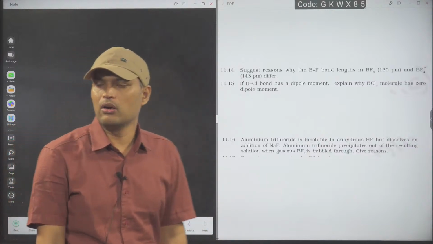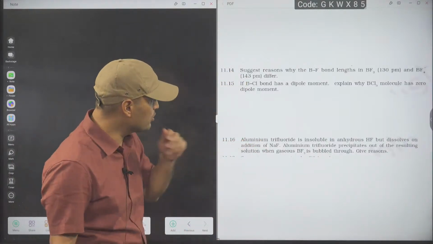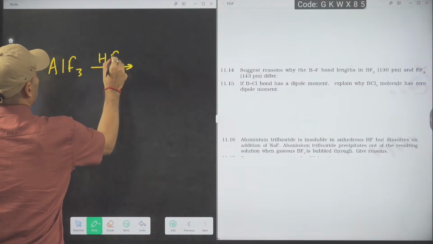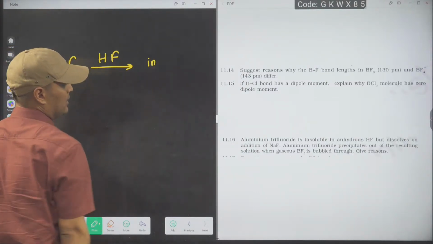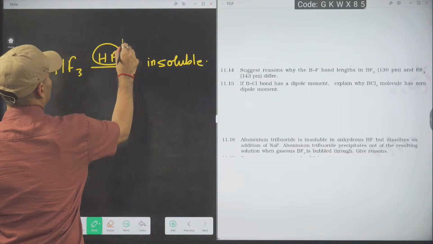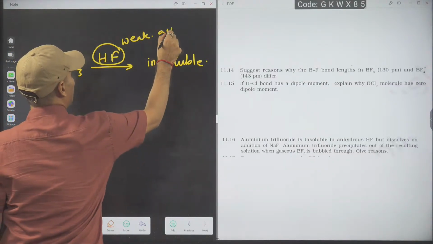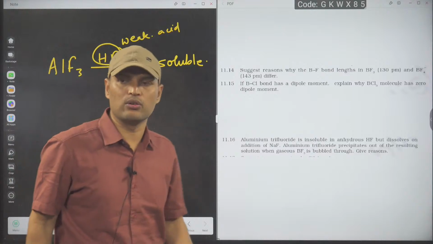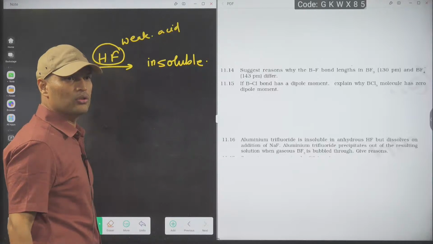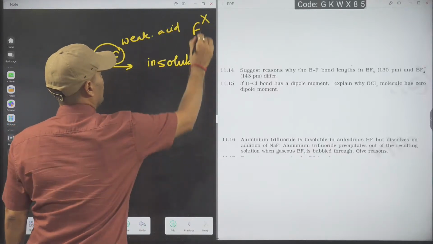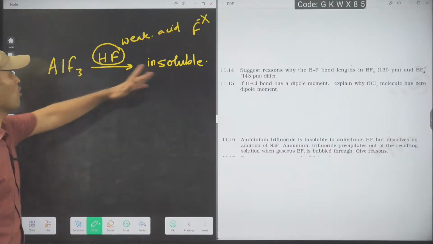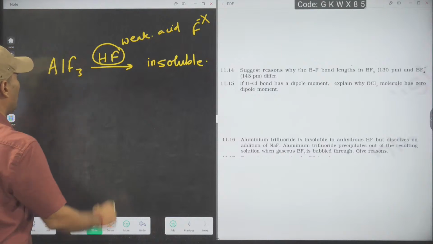Okay, so now let's come to the next part. In this question they are saying AlF3 is there. If you dissolve AlF3 in HF, it is insoluble, because we know HF is a weak acid. Among HF, HCl, HBr, HI, who is the stronger acid? HI. It will break, but HF will not break. It is difficult to break, so you will not get F minus. No complex forms, so it is insoluble.